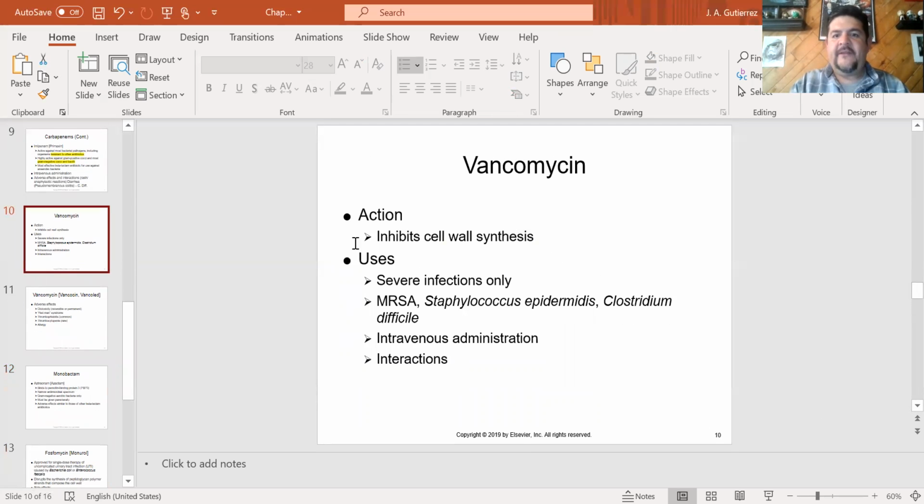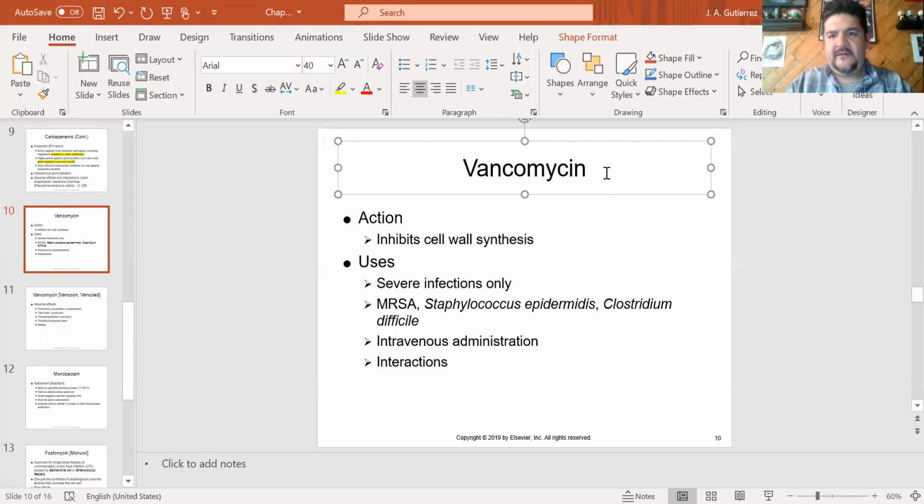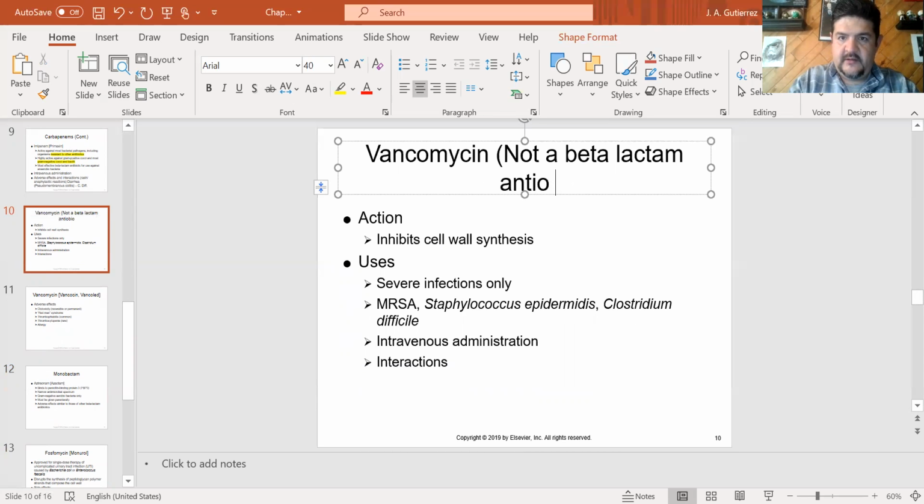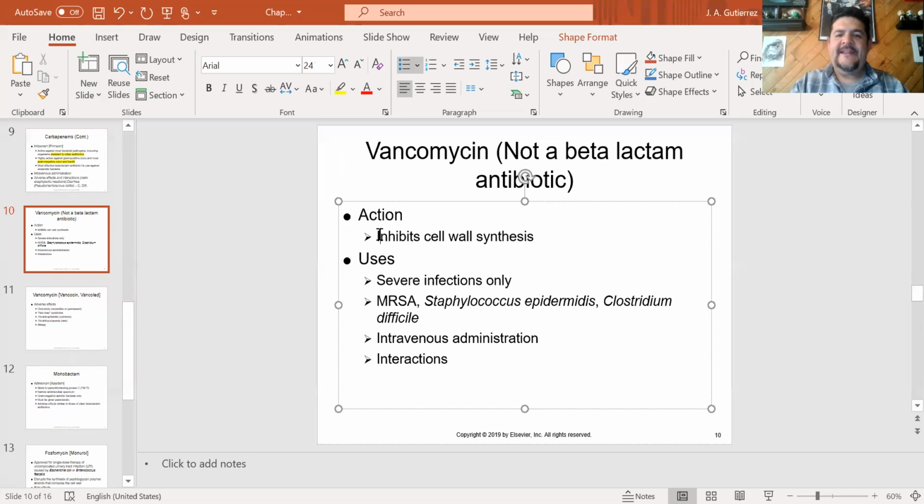Now, next one is vancomycin, and vancomycin is not a beta-lactam antibiotic. But just like penicillin, cephalosporins, and carbapenems, they inhibit cell wall synthesis. So that means that they don't let the bacteria renew that wall. They inhibit the production of it.